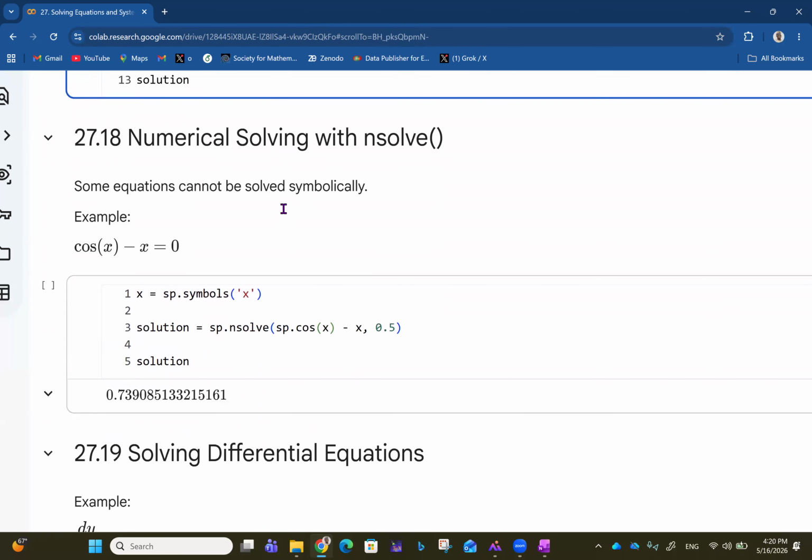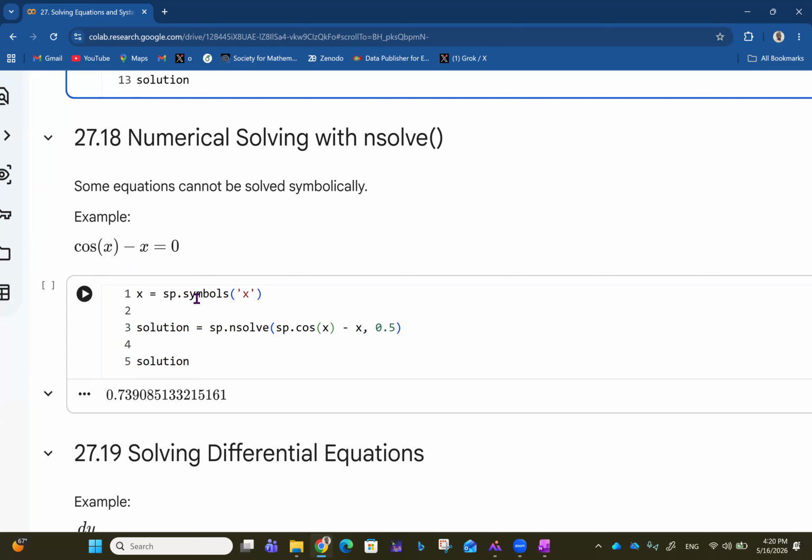Then how about numerical solving with nsolve? So we can do numerical solving with nsolve. Some equations cannot be solved symbolically, because you cannot separate the variable you're looking for. For instance, you have cos x minus x equals 0. Try as hard as you may, you can't solve this symbolically. So you can do numerical solving. We've been using solve for the explicit solutions we've been getting, but in this case, since you can't get the x apart, you use nsolve.